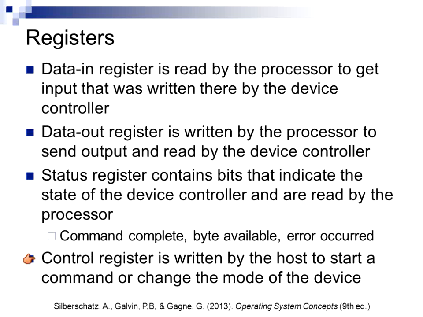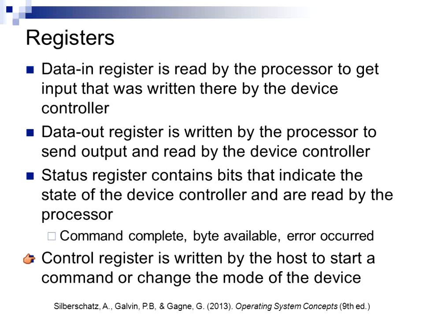And then finally there's a control register. And the control register is what's written by the host device to start a command or to change the mode of a device. Because sometimes devices can behave differently depending on how this control register is set. So, for instance, in communications, there's different things like full duplex and half duplex, whether the bits can move in 2 directions at the same time or only 1 direction at a time. And the control register would be used to set that for the device. So the control register is used to start something happening or to change how the device is actually working.